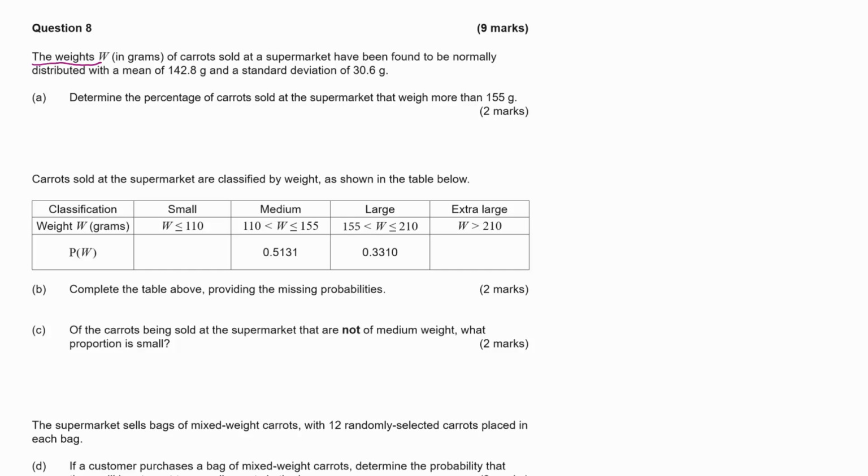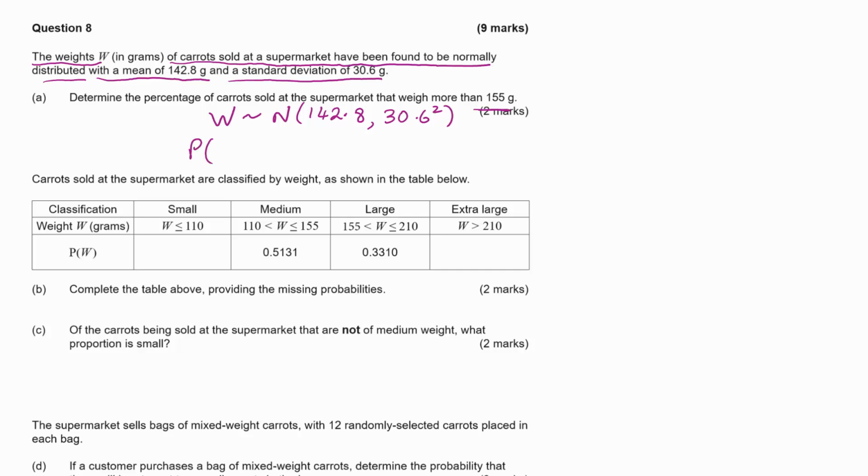The weights, W, of carrots sold at a supermarket have been found to be normally distributed with a mean of 142.8 grams and a standard deviation of 30.6 grams. In other words, W is a normal with a mean of 142.8 and a variance of 30.6 squared. We want to determine the percentage of carrots sold at the supermarket that may weigh more than 155 grams.